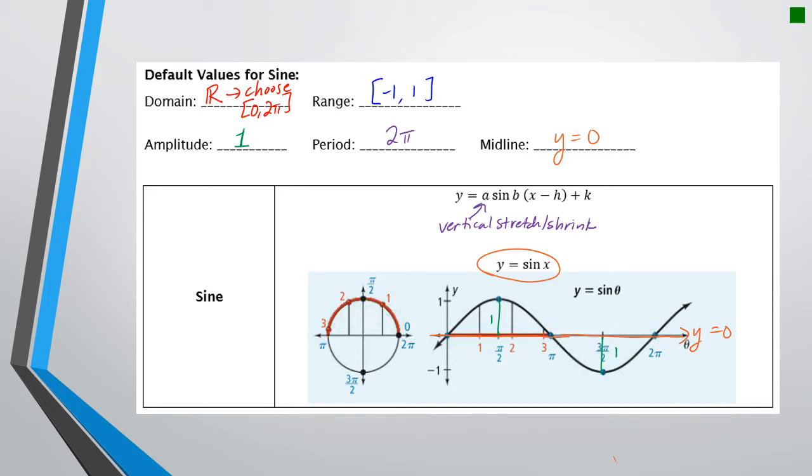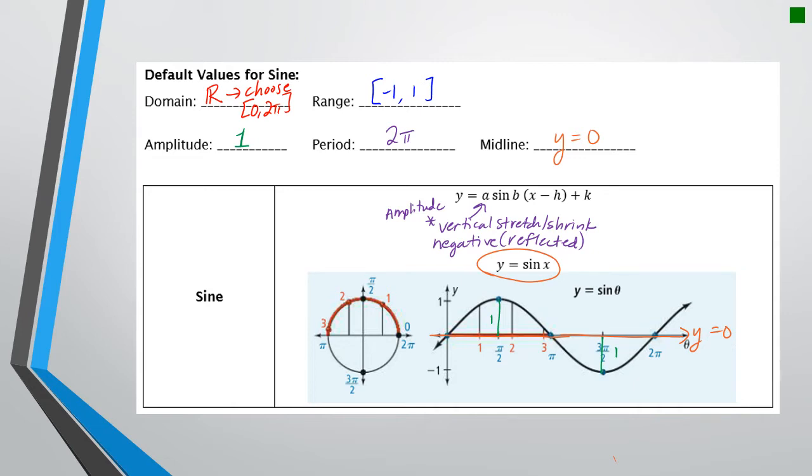And it can also be negative. If it's negative, that would mean your graph is reflected. But this vertical stretch shrink stuff, that's the amplitude. Your amplitude is always going to be a positive number. The negative there would only represent a reflection. It has nothing to do with the amplitude.